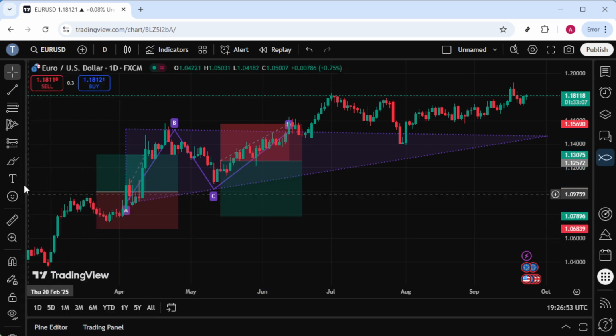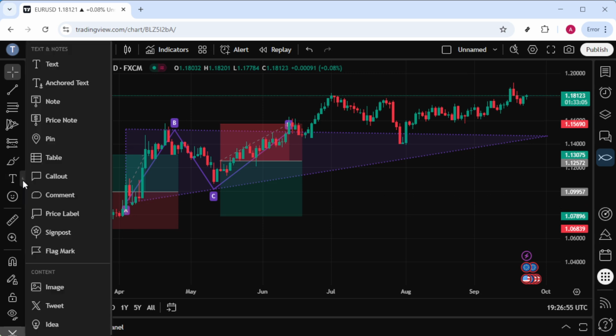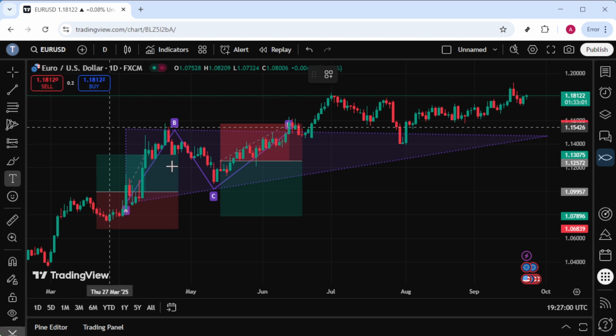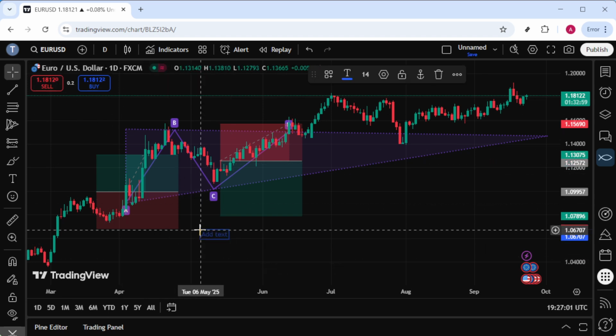Additionally, there's a text tool that lets you annotate your charts. This feature is invaluable for tracking your thought process, labeling key events or indicators, and making notes that are specific to your analysis. Keeping clear, concise notes can help you maintain consistency and improve your decision-making over time.